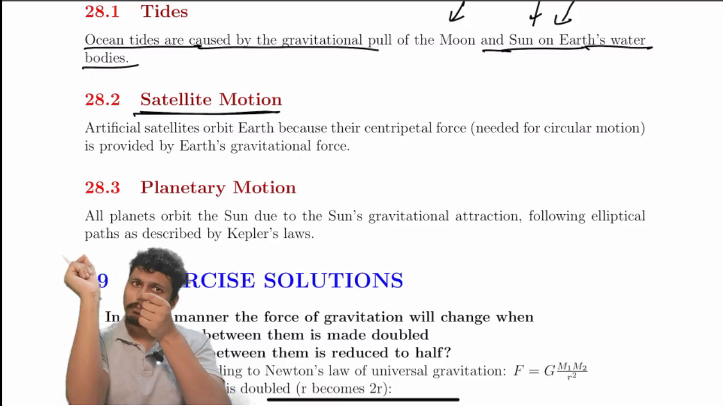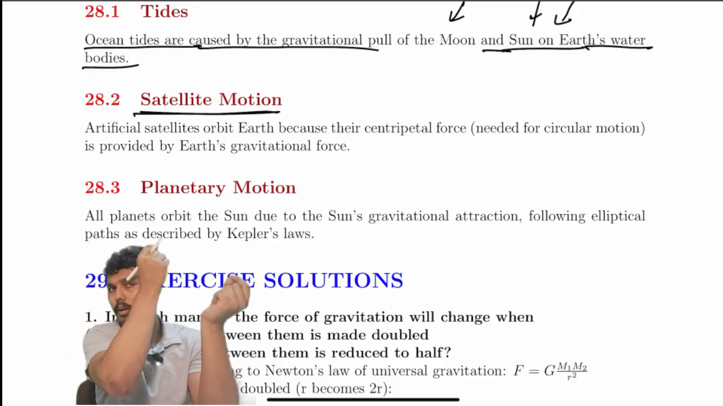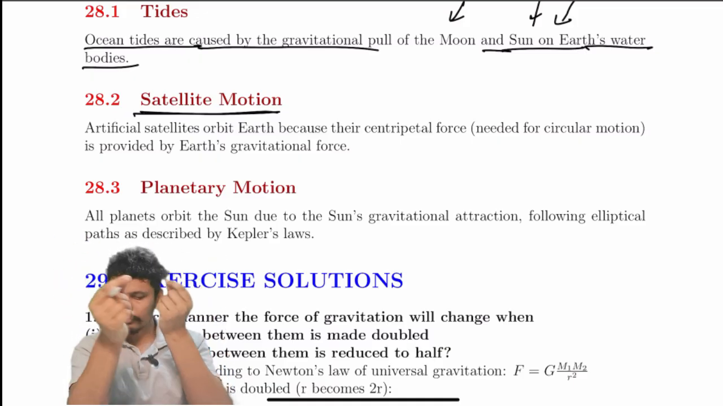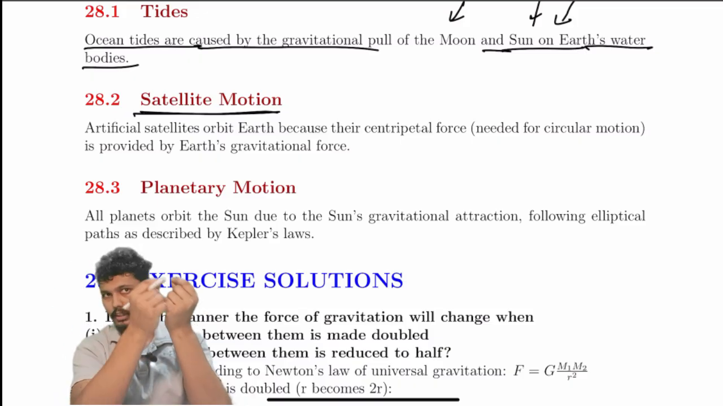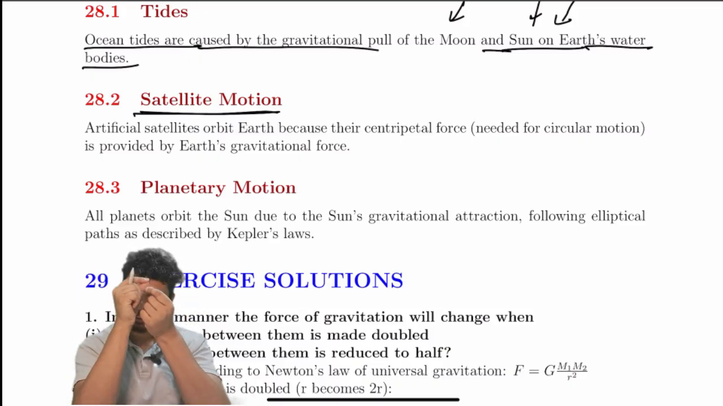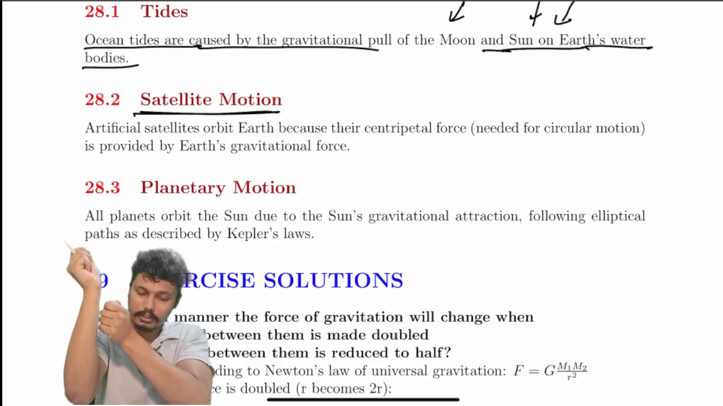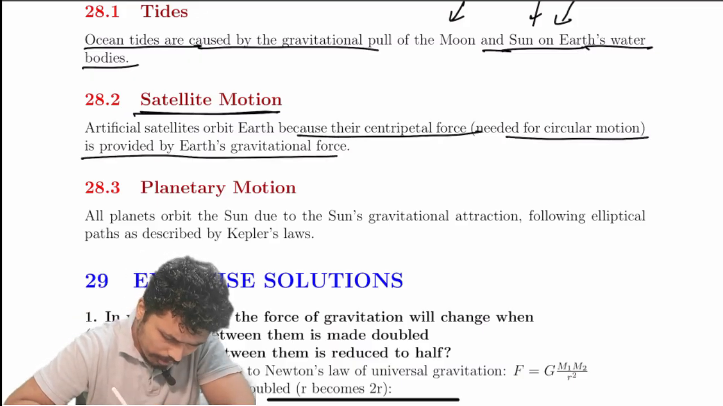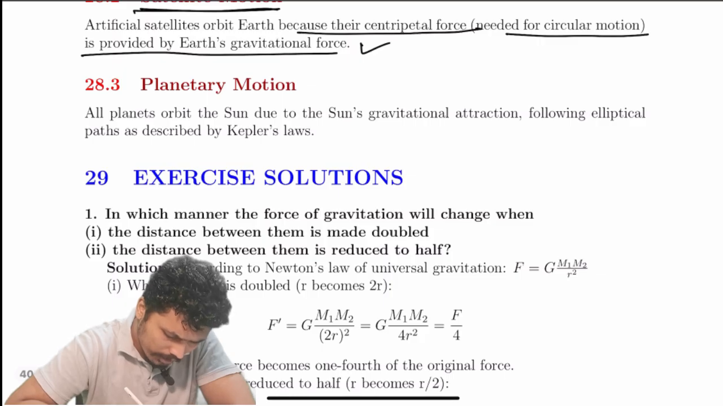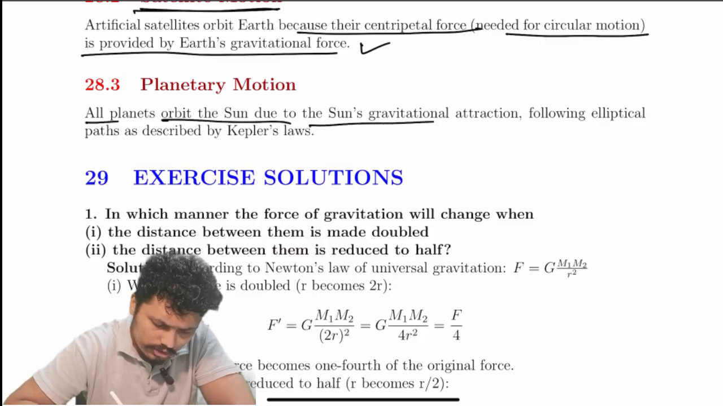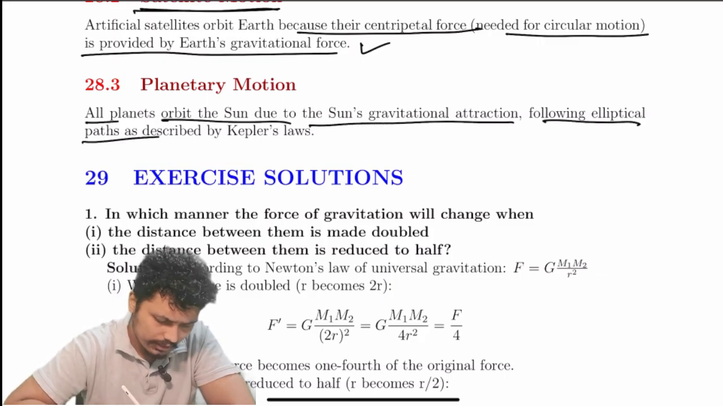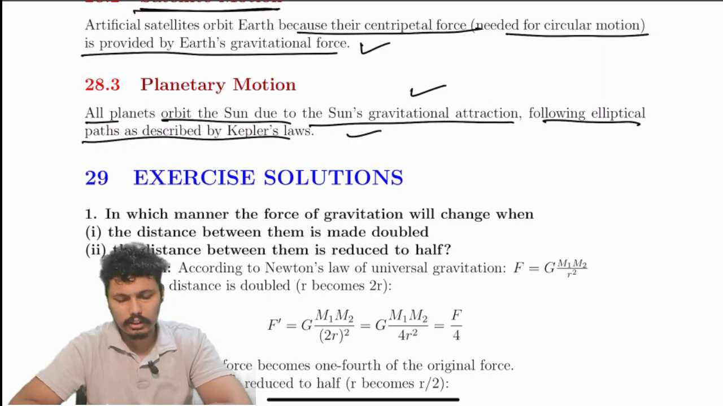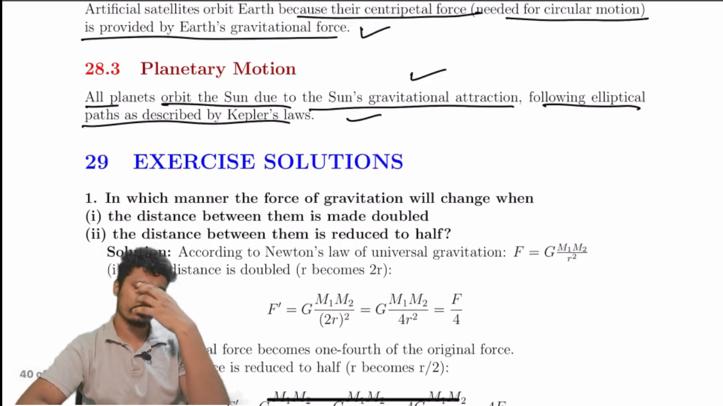Sir, how is it moving? It has some energy to move around the Earth. It is moving around the Earth, and there is some force between these two. The centripetal force needed for circular motion is provided by Earth's gravitational force. Similarly, all planets orbit around the Sun due to the Sun's gravitational attraction. All of these things are because of gravitational attraction.